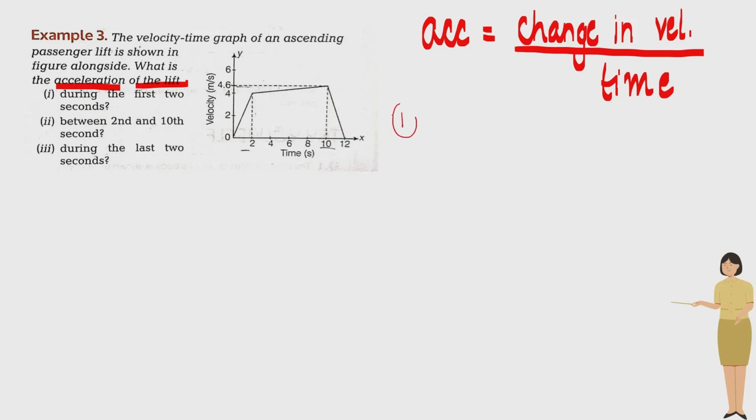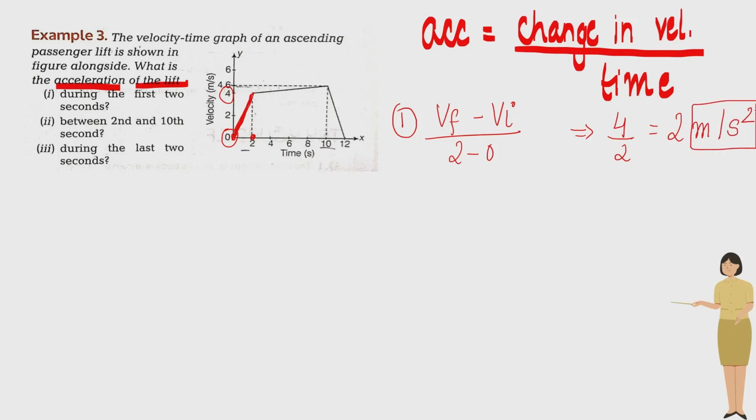Now let's take case number 1. It says during the first 2 seconds. So in the first 2 seconds we have to judge the motion and tell its acceleration. So basically I only have to look at this much of the graph. Now for this part of the graph I have to find the velocity change, that is v final minus v initial, and write the time interval. So the time interval is 2 minus 0, final velocity is 4, initial is 0, so it will be 4 upon 2, which is 2 meter per second square. Do remember the units in physics and math. So that is case number 1.